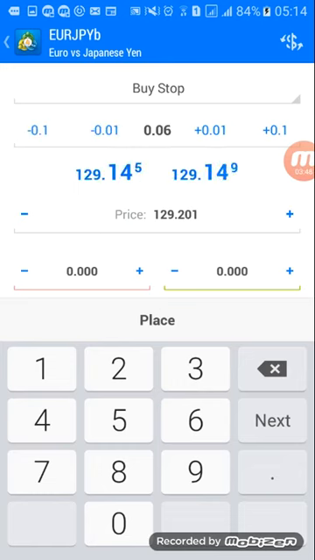Remember, lot size acts as a multiplier. The more you put, the more you can gain, or the loss that you can get also. Because the higher lot size means I can encounter higher losses as well. That can happen if the chart goes in the opposite direction to what I'm hoping for.